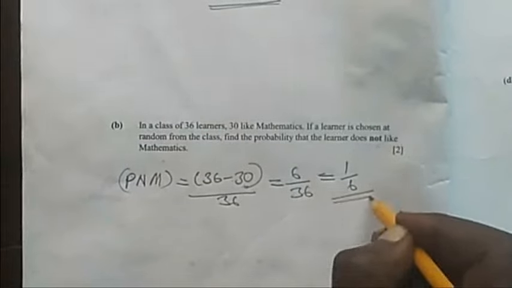Okay, so now we can see which number can go into 6 and 36. We know that it is 6. So 6 into 6, it's 1. 6 into 36, it's going to be 6. Okay, so 1 over 6 is the probability. We are saying 1 over 6 is the probability of learners who do not like mathematics.